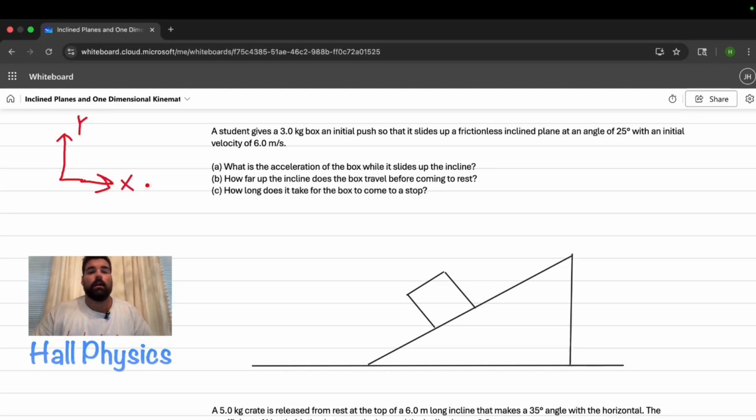So y is going to be this direction, x will be this direction. All right. A student gives a 3 kilogram box an initial push so that it slides up a frictionless inclined plane at an angle of 25 degrees with an initial velocity of 6 meters per second. What is the acceleration of the box while it slides up the incline? How far up the incline does the box travel before coming to rest? How long does it take for the box to come to a stop?